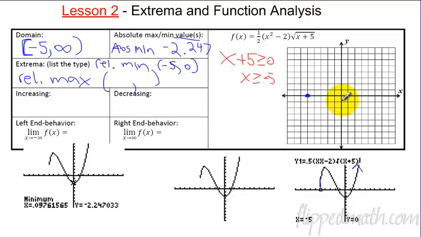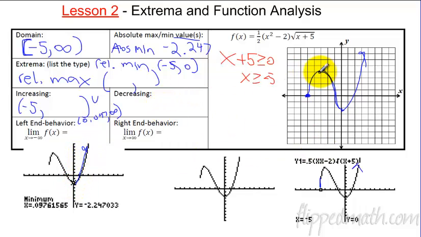Let's see, the absolute min we said was at 0.097, about there, and then it just kind of goes off forever. And after we find that maximum point, it'd be somewhere around there. It is increasing from negative 5 up until whatever this x value is. And then it's increasing also from 0.097 up until infinity, increasing up like that.